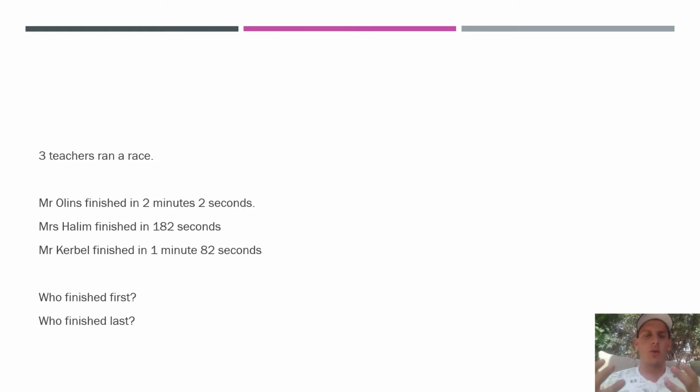So this is the problem. Three teachers ran a race. Mr. Olin finished in 2 minutes and 2 seconds. Mrs. Halim finished in 182 seconds. And Mr. Kerbal finished in 1 minute and 82 seconds. I want to know who finished first and who finished last.